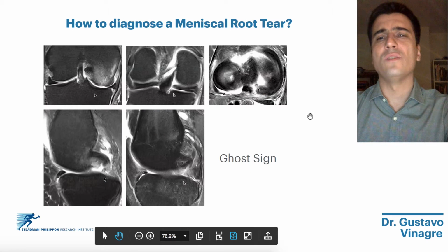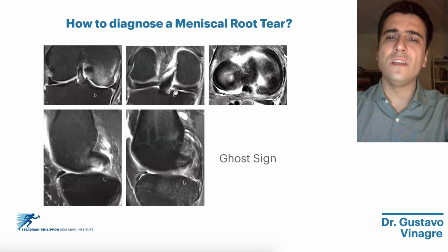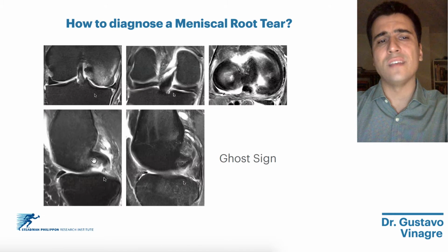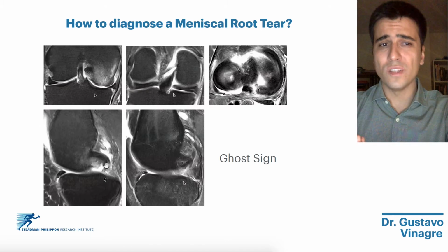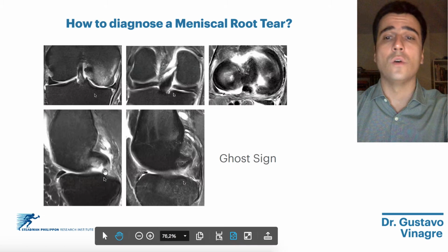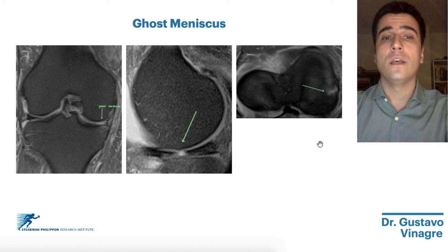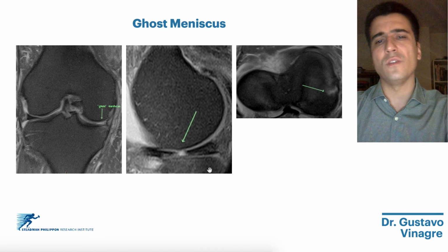And how to diagnose a meniscal root tear? If you see a ghost sign on the MRI, as you can see here, there is no attachment to the meniscotibial ligament, and on the sagittal plane, you don't see the posterior horn of the meniscus, and you see the anterior horn of the meniscus. So there is the ghost sign, a sign of a meniscal root tear. Don't confuse it with the ghost meniscus. When you see on the coronal plane that you don't see the meniscus, it is indicative of a radial tear.